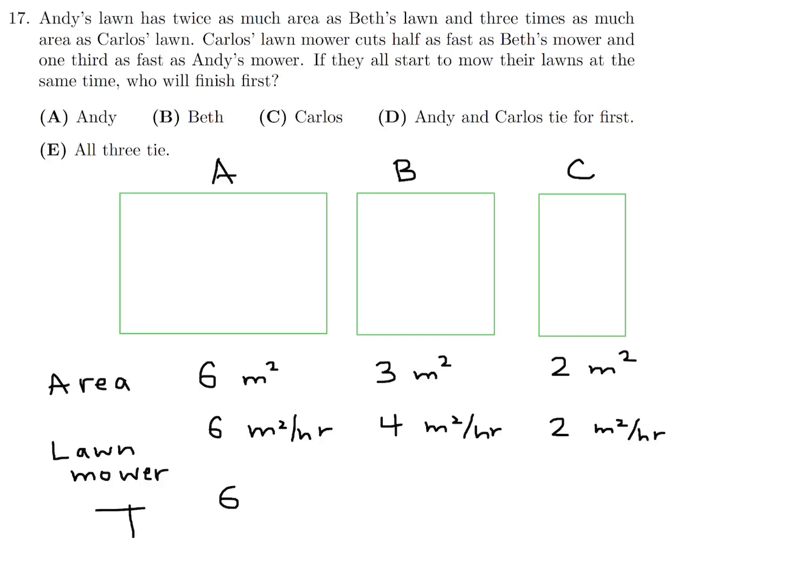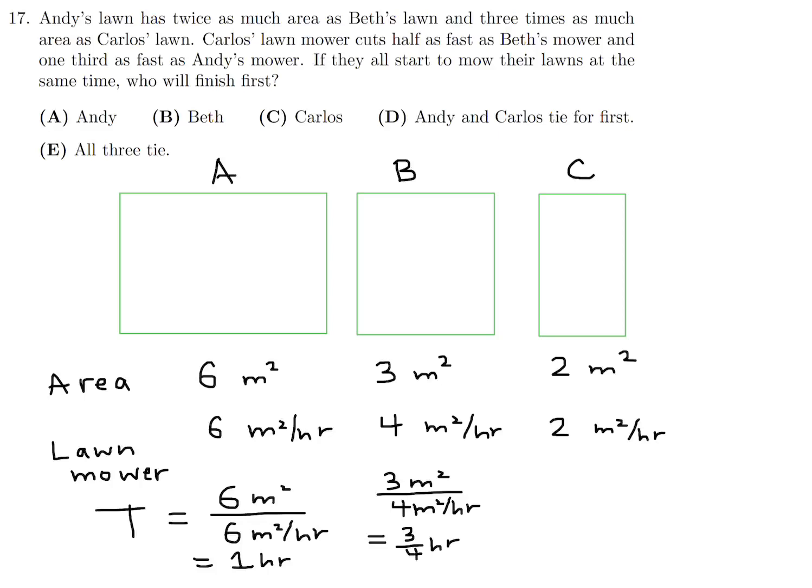So for Andy, 6 meters squared divided by 6 meters squared per hour, that would give you 1 hour in terms of his time. Very similarly for Beth, 3 meters squared over 4 meters squared per hour, and that would give you 3 over 4 hours. And Carlos would be 2 meters squared over 2 meters squared per hour, and that would give you 1 hour. So they're asking who finishes first. Well, the person with the shortest time would finish first, and that would be Beth, because she does it in about 45 minutes. So therefore, number 17, the answer is B.